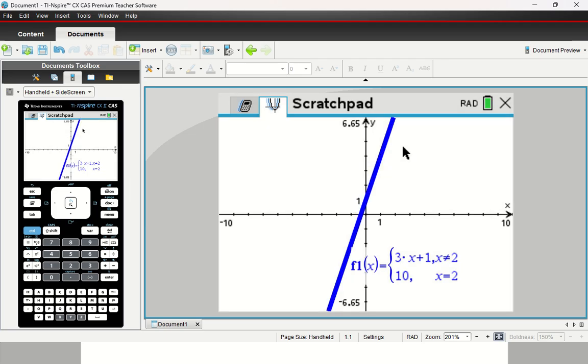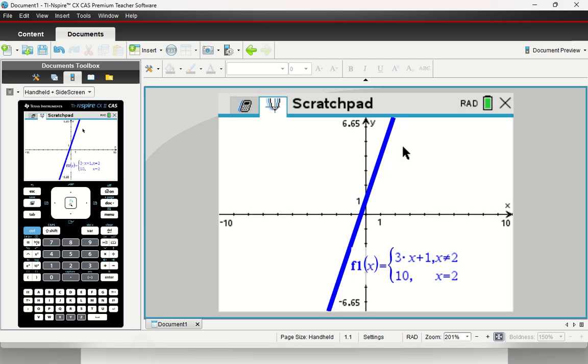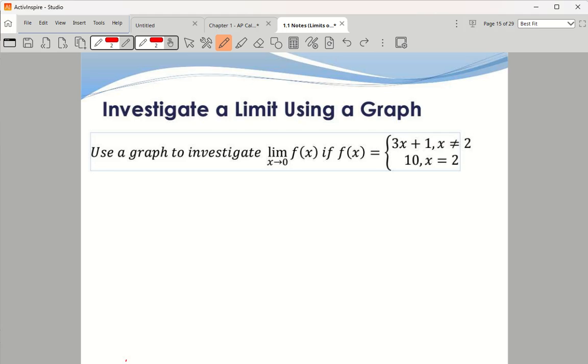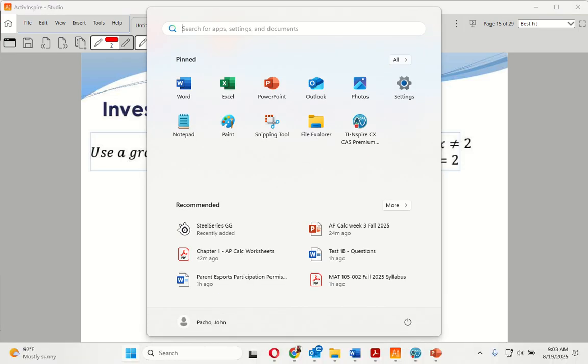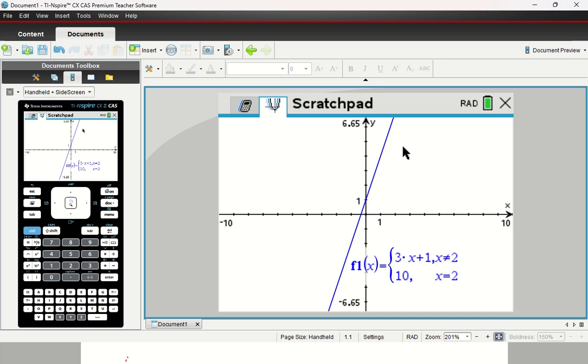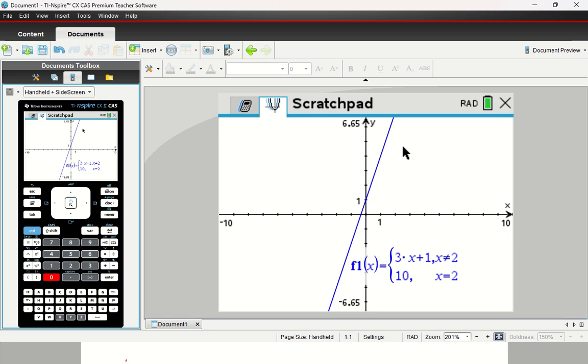There you go. All right, there's my graph. What did I have to do? Use a graph, investigate. Now, at 0, what do we get at 0? Now, here's a neat trick. I'm just going to hit the number 0. Oh, nothing came up, right? Nothing came up. I just hit the number 0.